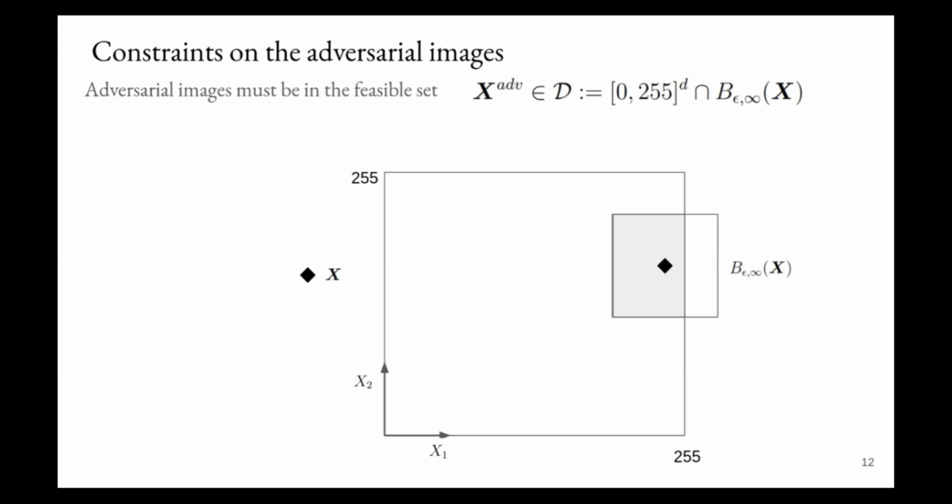We have a problem. Our adversarial images must be part of some feasible set, which is the intersection between all possible images and our neighborhood. Going in 2D, the set of all images is the big square, and the smaller square is the neighborhood. Now, the intersection between these 2 sets is the set of all possible attacks, well, perturbed images, I should say.